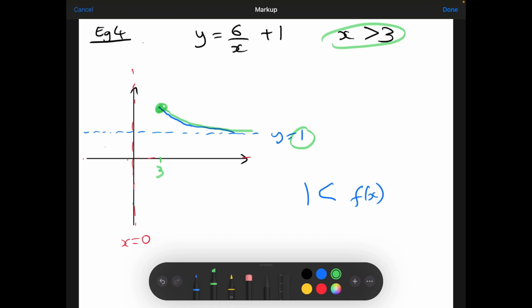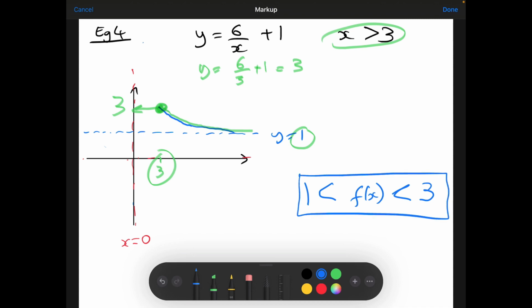The largest value that y can be is whatever this value here is, which I don't know right now. But I do know it's when x is 3. So if I substitute 3 into my function, I get 3. So the y value here is 3. So f of x is going to be less than 3. I know it can't equal 3 because x can't equal 3. So the range of this function, f of x, is greater than 1, but less than 3.